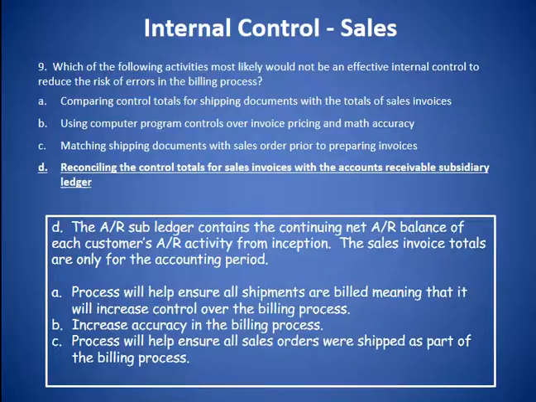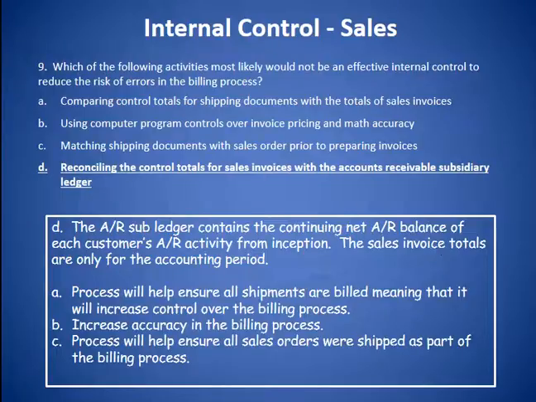Now, if we take a look at D, the reason for this is the accounts receivable subledger contains basically the continuing accounts receivable balance of each customer's accounts receivable activity from inception. In other words, beginning balance plus additions minus payments equals your ending balance, which equals your beginning balance again. But in this case, the sales invoice totals only represent the totals for the accounting period, which are basically the invoice totals that are being posted to the accounts receivable ledger.